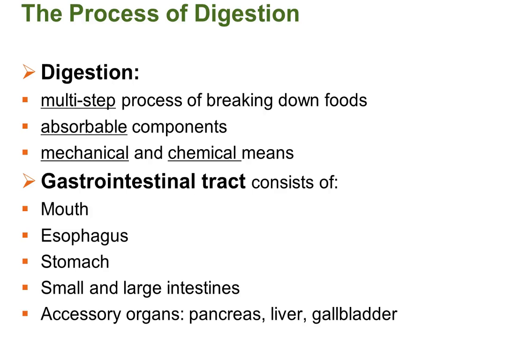So what is the process of digestion? Well, it's a multi-step process to break down food components. What it does is it breaks down those components into digestible or absorbable pieces. The process has mechanical and chemical steps to it. And as you know, the organs of your GI tract include your mouth, your esophagus, your stomach, your small and large intestines, and what's called accessory organs that aid in digestion. And those are the pancreas, the liver, and the gallbladder. And we'll talk about those in more detail later.